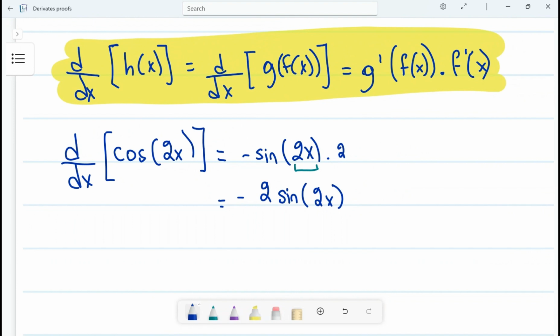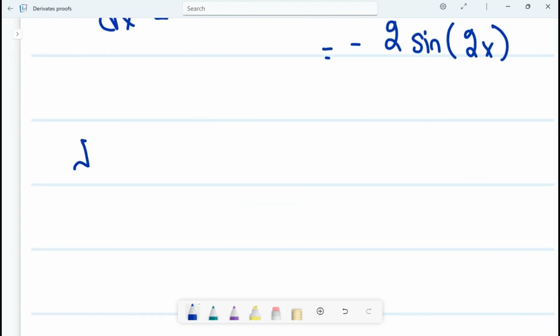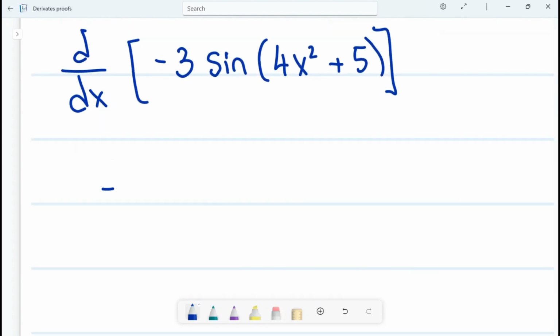So let us look at another example as well. Let us say we want to take the derivative of negative 3. Let's write this down. Derivative of negative 3 sine 4x squared plus 5. First, negative 3 is a constant. We can always take it out. So let's ignore it for now. Now, what we care about is the derivative of sine of 4x squared plus 5.